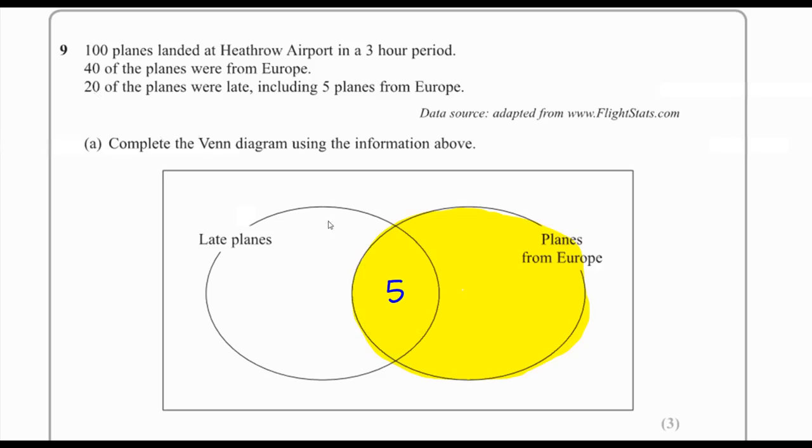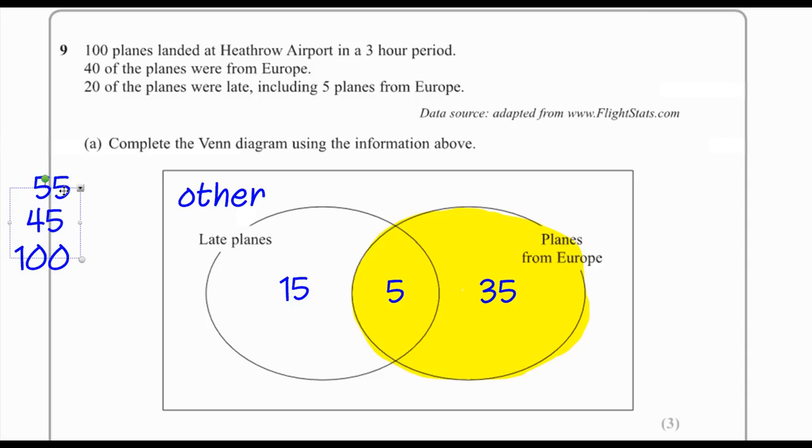That means to make up to 20 in total in this late plane circle, we need another 15 here. And planes from Europe, we want 40 in total in the yellow area, so we need another 35. And we want all our planes to add up to 100. Now the problem is, so far we only add up to 55 with the late planes and the planes from Europe. Well, guess what? That's why we have a box around our Venn diagram, around our circles, for anything else or other. So other is going to be not late and not from Europe, and it's going to be what you need to get from 55 to 100, which of course is 45. If you're not sure, you can use your calculator on that one.